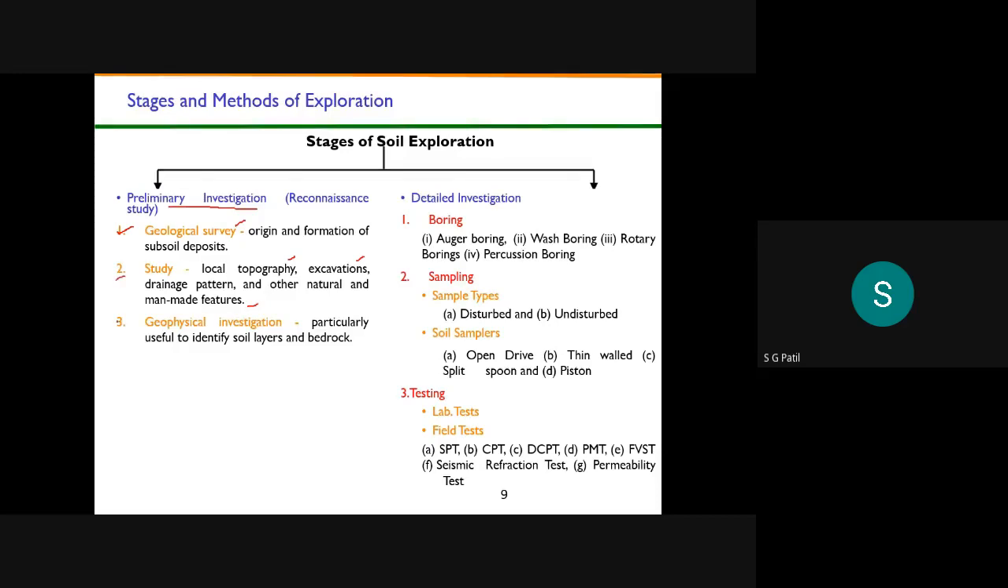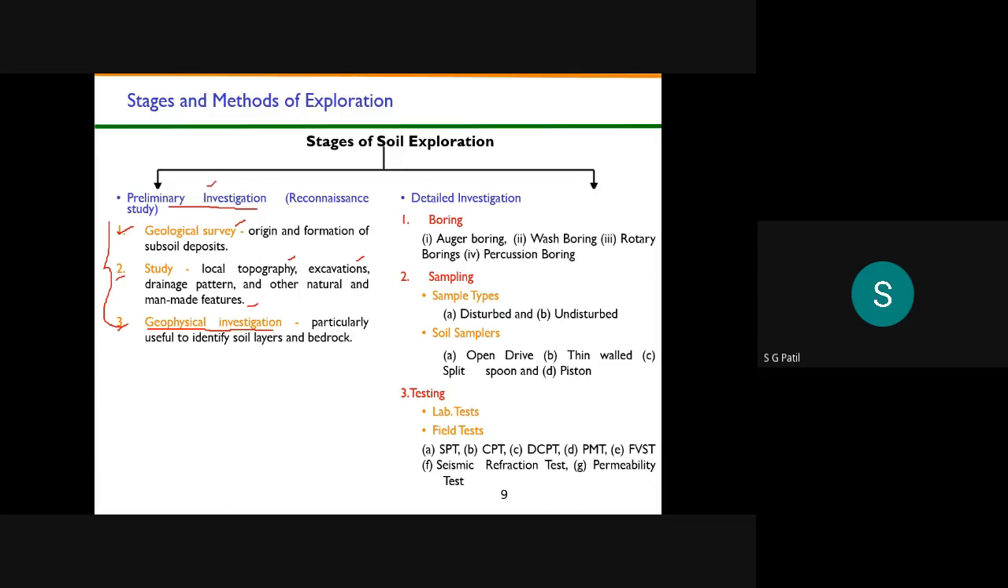In the third step, we will try to carry out some geophysical investigations. What are these geophysical investigations? We will see in coming lectures. There are two geophysical investigations in your syllabus, and we will discuss those towards the end of this unit. So these three steps will constitute my primary investigations.